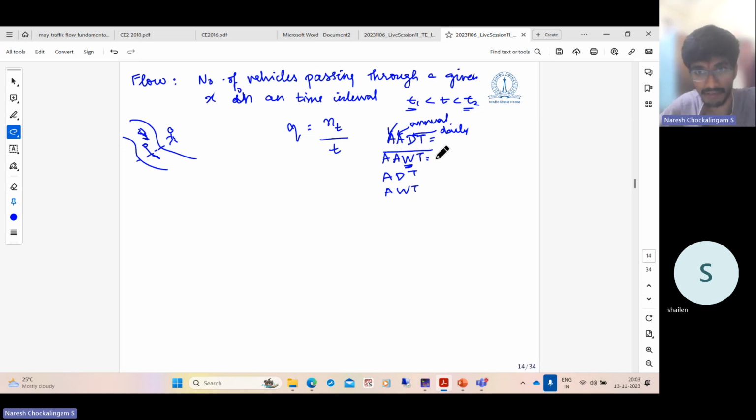WT means you would just take the weekdays, excluding Saturdays and Sundays, because the traffic characteristics on weekends and weekdays are very different. And in these two, you see A is missing. It means it is not over annual. It may be 6 months, it may be 1 month, or it can be any shorter duration. So these are the various measures of flow.